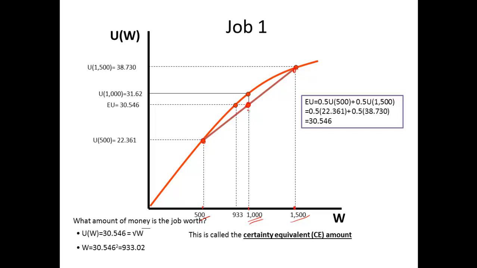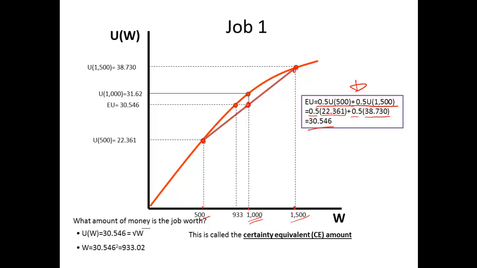In mathematical terms, let's go over to the purple box over here. It's the purple outline anyways. What we're doing is calculating that expected utility. It equals 0.5 times the utility of 500 plus 0.5 times the utility of 1500. That's 0.5 times the square root of 500, which is 22.361, plus 0.5 times the square root of 1500, which is 38.730. Add it up and use a calculator, it equals 30.546.